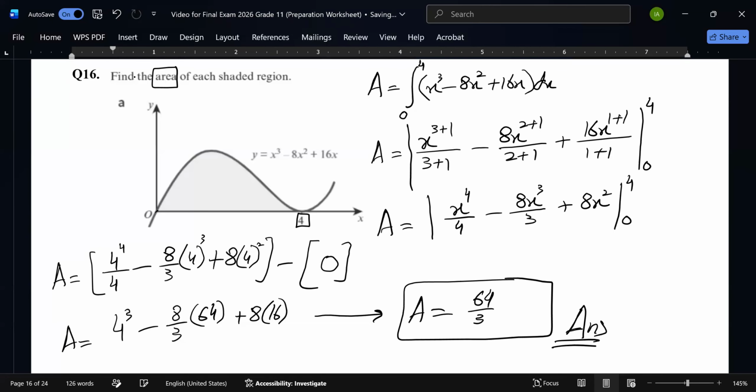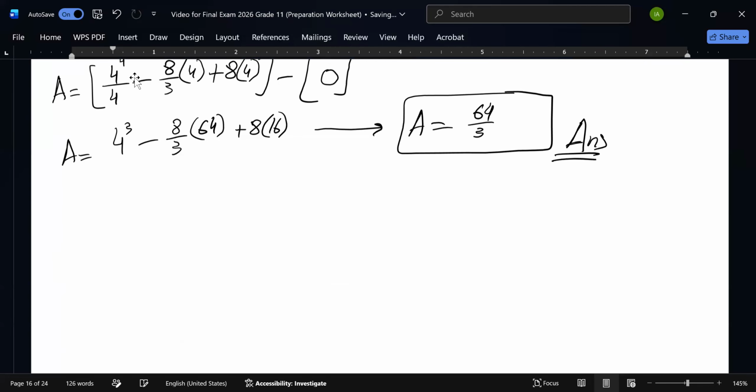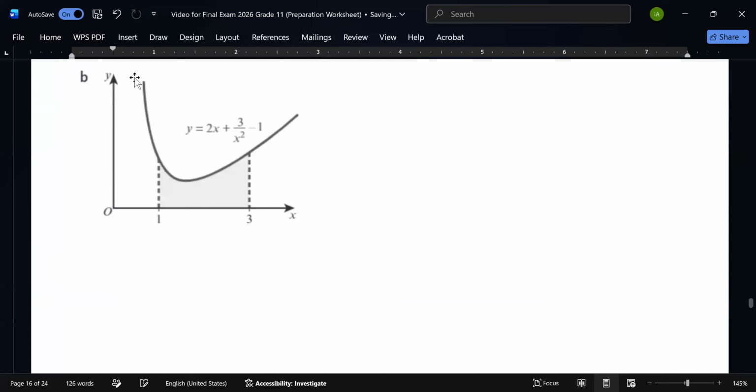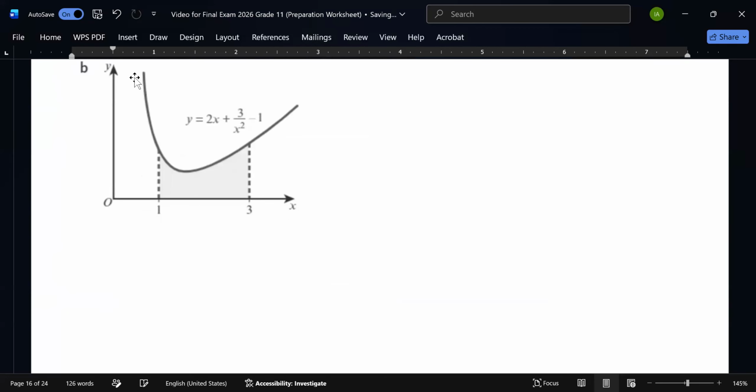Okay, let's take the next question. I tell you, integration is not going to change. Yes, we're just using the application. Now we're looking at the integration, how and where it helps you. Okay, so let's integrate the second part.